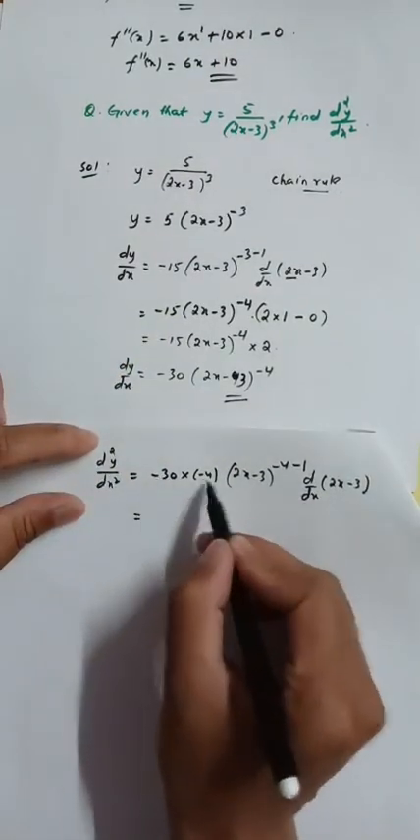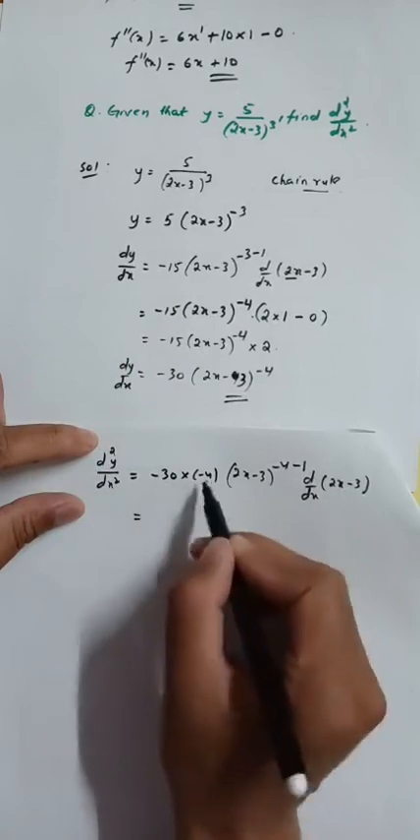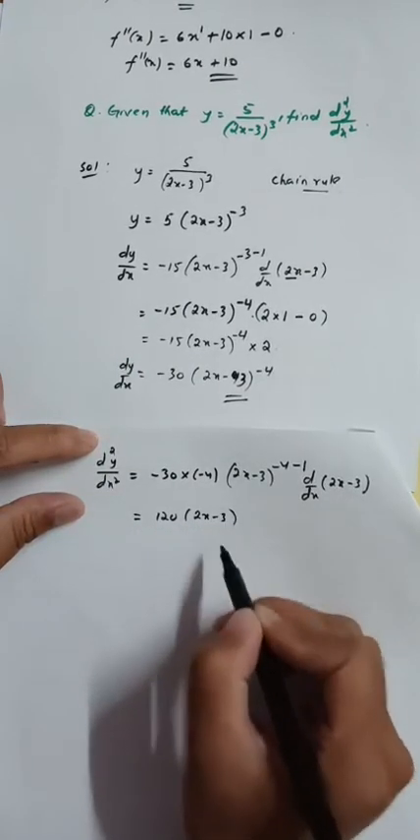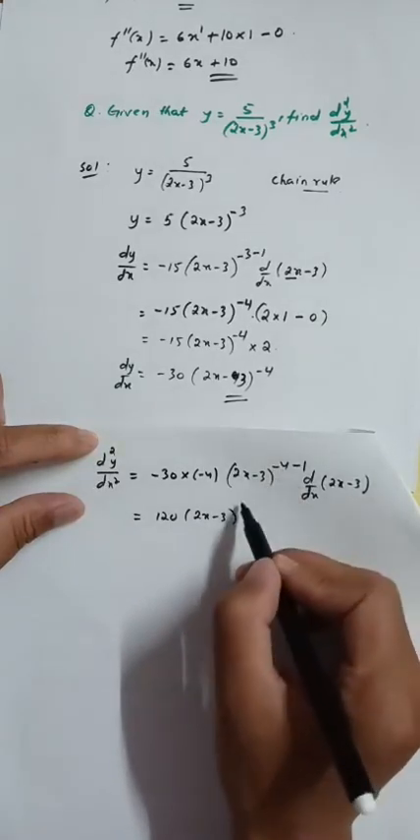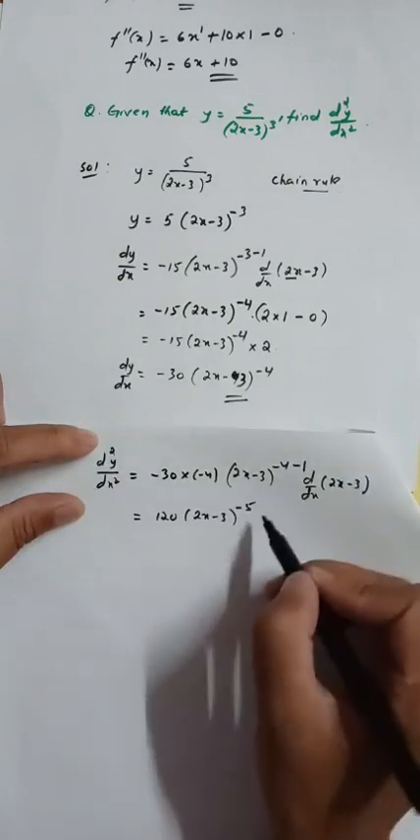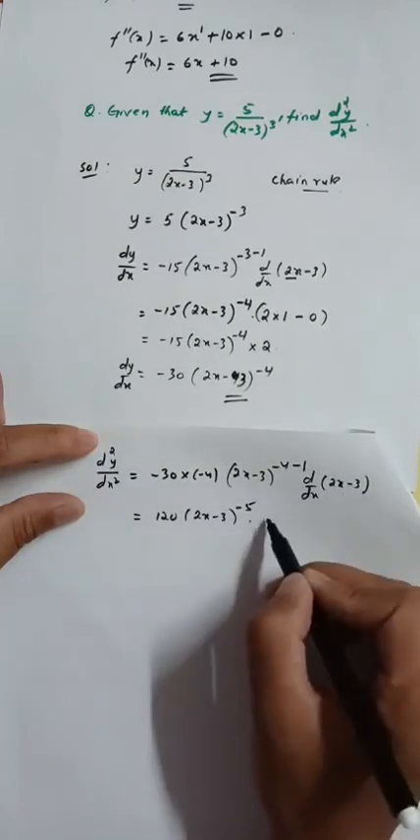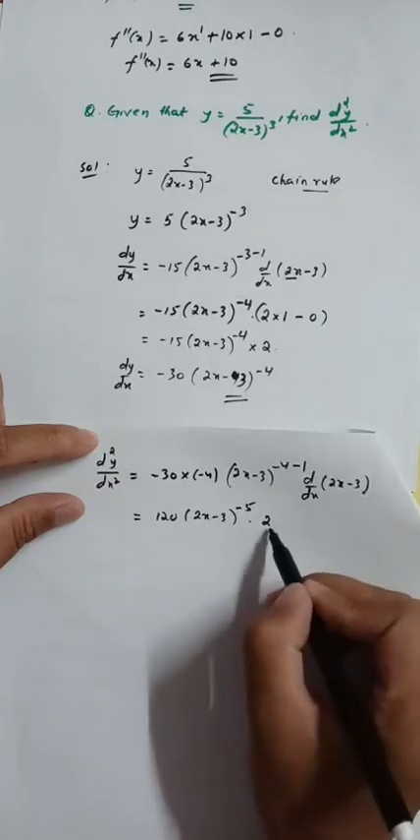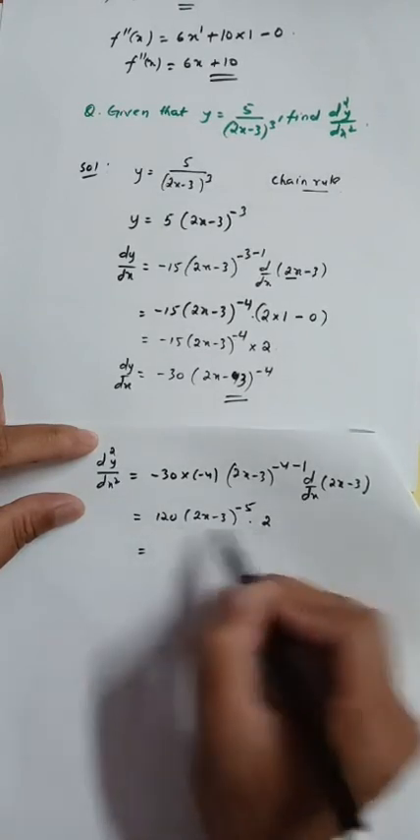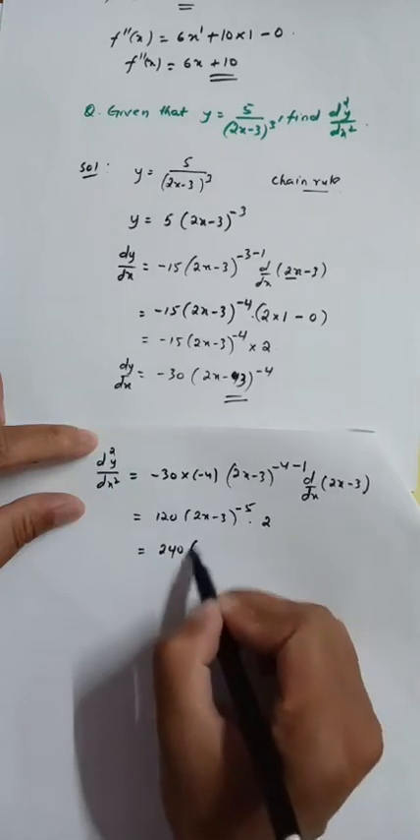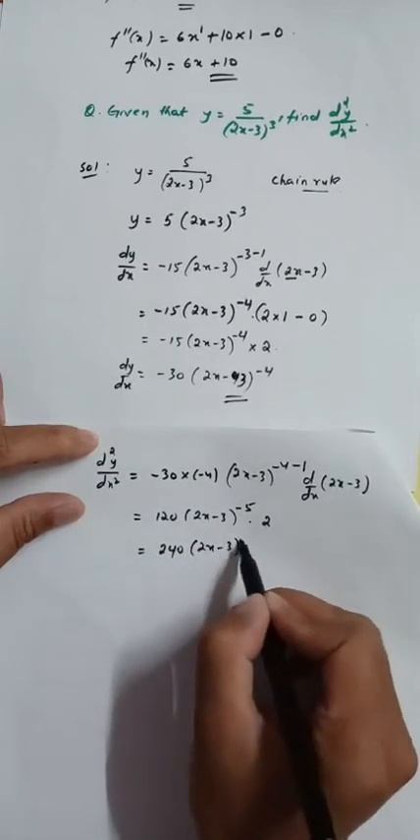Now negative times negative will become positive and 30 times 4 is 120. Then 2x minus 3, then negative 4 minus 1 will give you negative 5. Then d by dx of 2x is simply 2 and d by dx of 3 is 0, therefore you're going to get only 2. Now multiply 120 times 2, you get 240 and then you have 2x minus 3 whole raised to negative 5.